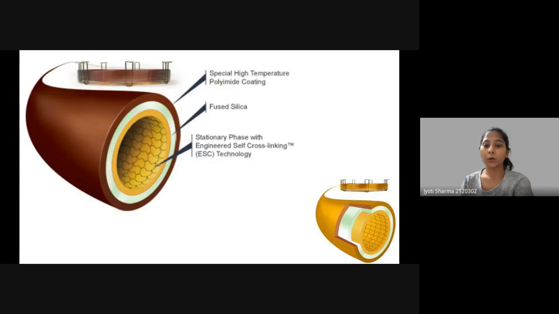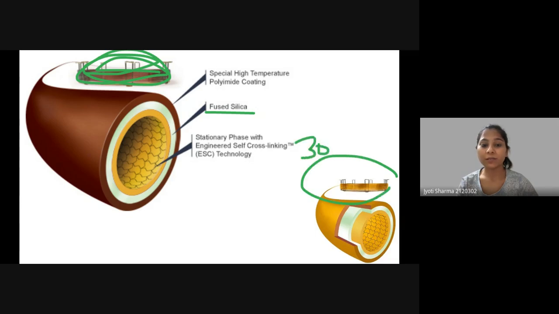Anyway, what we were talking about was the columns, and we talked about the packed column and the capillary column. This capillary column is looking like this. We have this fused silica that will be the part of your stationary phase, and can you see how much it is? The length is very high. So just see the length. It is 30 to 60 meters we can wrap, and that's how the efficiency for this capillary is very high.